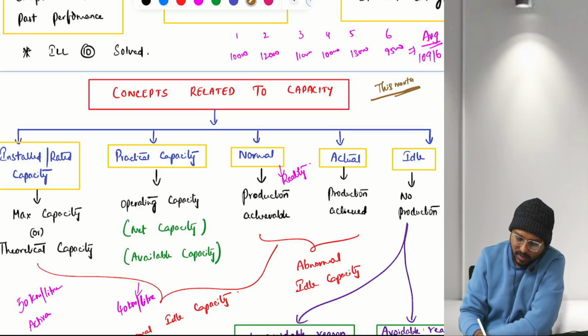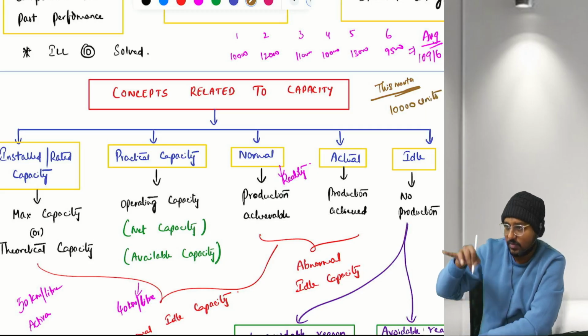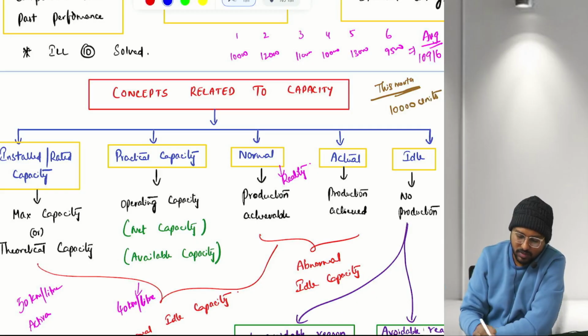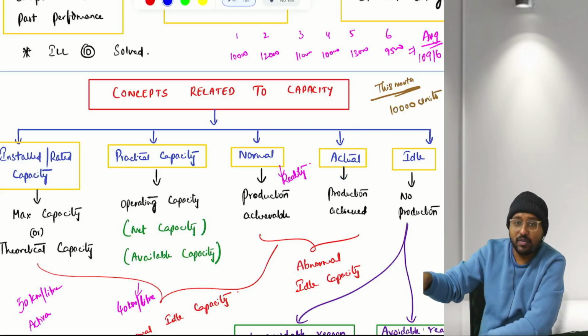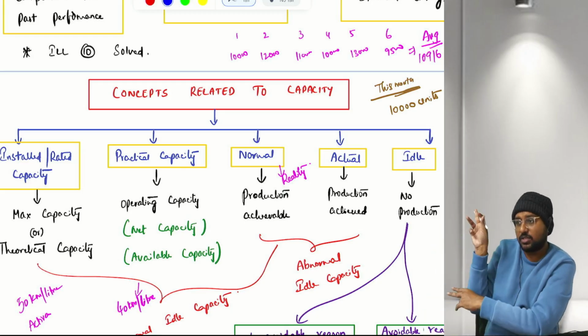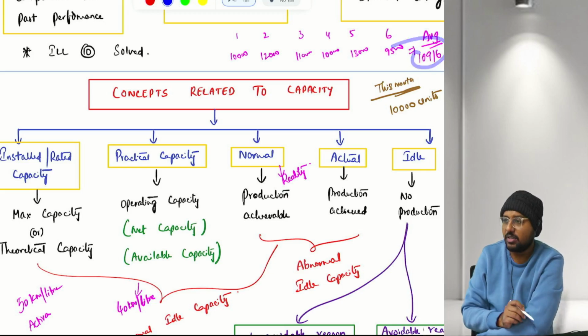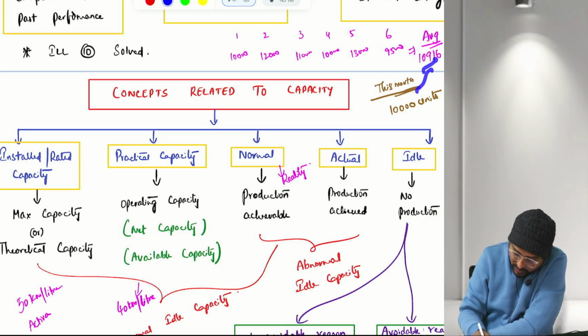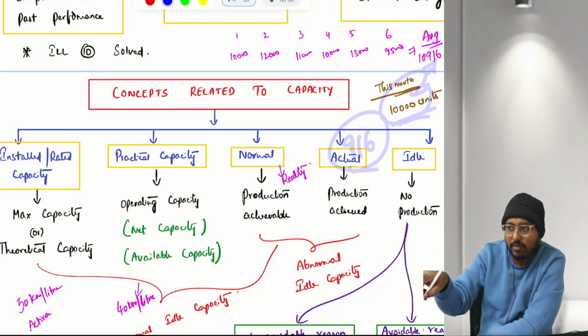Okay. 10,000 is what you have achieved this month. What is this 10,000 called? Actual capacity that you have achieved this month. What is the normal capacity based on the past of your company? 10,916. Now again the difference between this 10,916 and 10,000, which is 916 units, is idle capacity, correct?